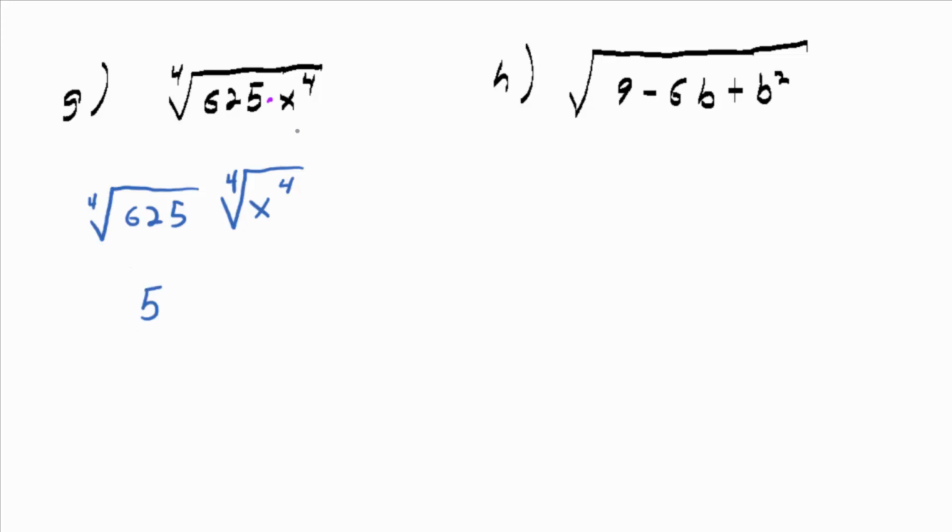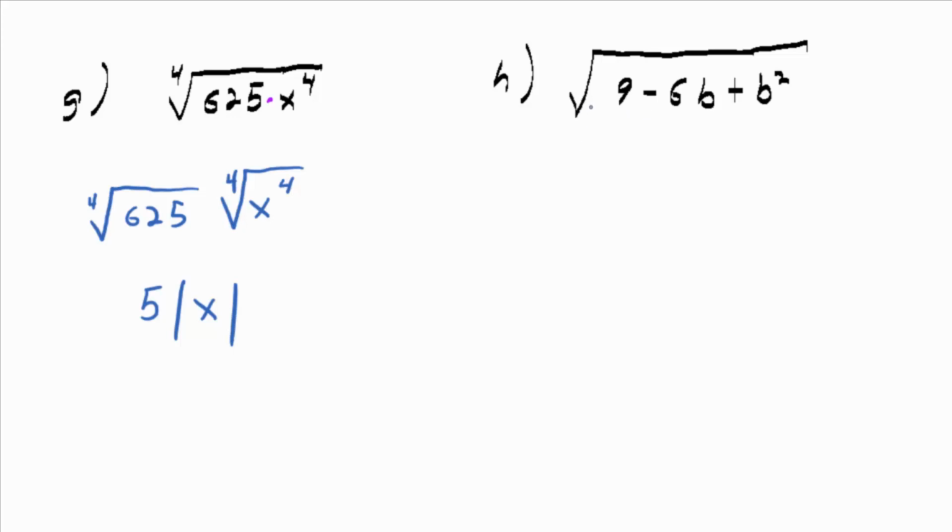And then what's the fourth root of x to the fourth? Well, if you knew x was positive, you'd be right, by the way. If you had some directions that said this variable is positive, then you'd be right. The fourth root of x to the fourth is x. But you don't know, so you've got to use absolute values. So it's 5 times the absolute value of x. Does that make sense?